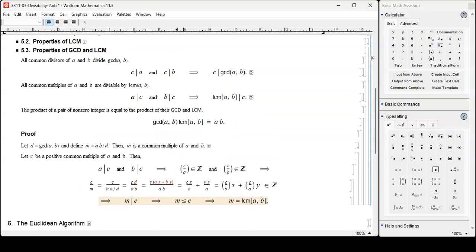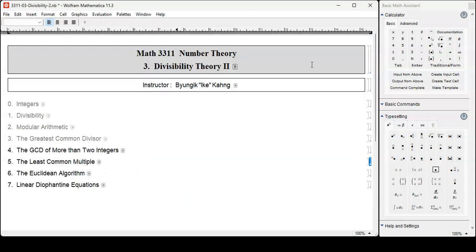Okay, all right. It was a bit harder than I originally expected, but that's how the proof goes, using Bezout's linear combination property along the way.